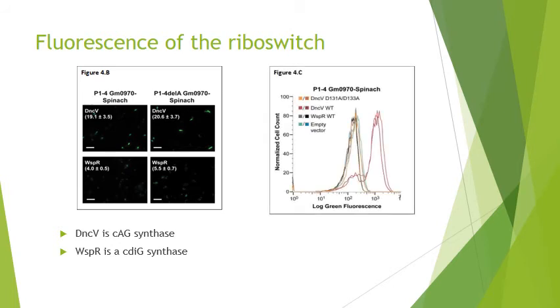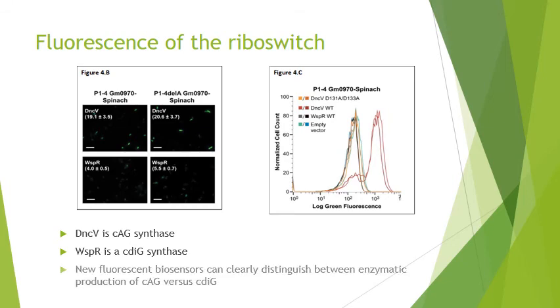In figure 4c, you can see the flow cytometry analysis of E. coli, and it's interacting with two different synthases. The modified DncV synthase is very similar in fluorescence to the wild-type WspR synthase, but is very shifted away from the wild-type DncV synthase. And both of these tests show that the biosensors can differentiate between the two different enzymes producing CAG and c-di-GMP, which are both very similar in structure.